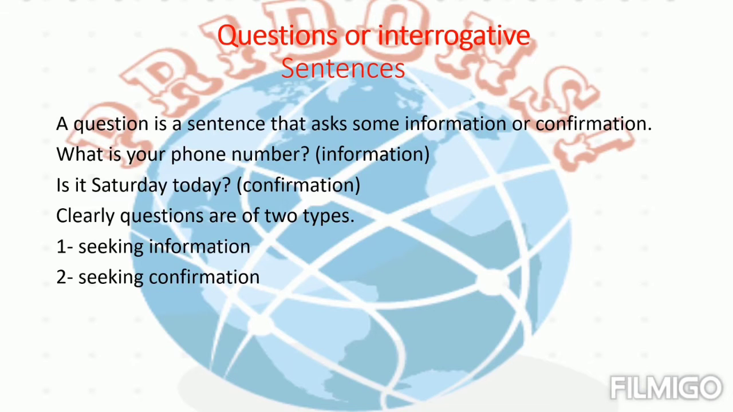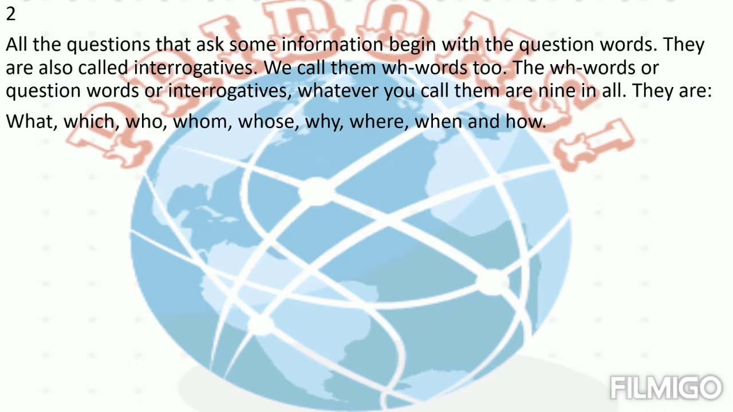Clearly, questions are of two types: 1. Seeking information, and 2. Seeking confirmation. All the questions that ask some information begin with the question words. They are also called interrogatives. We call them WH words too.